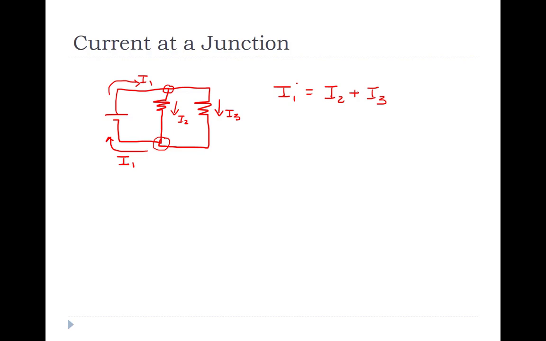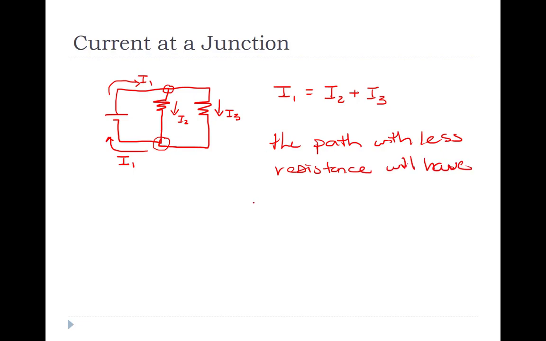Now you may be wondering what determines which current is bigger. And it depends on the resistance. The path with less resistance will have more current. And if the two paths have equal resistance, then the current would break equally and split in half.